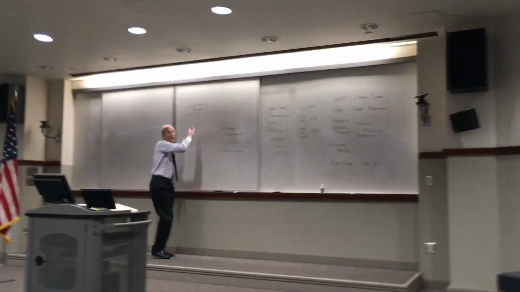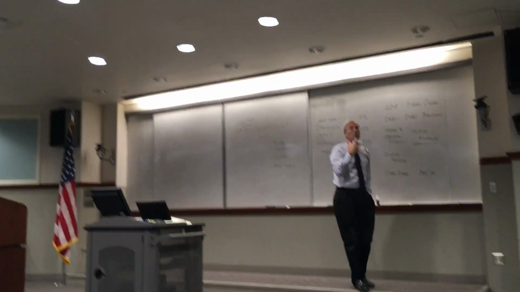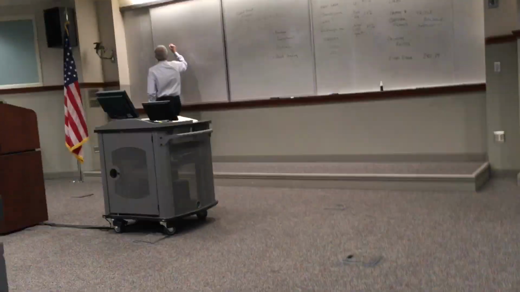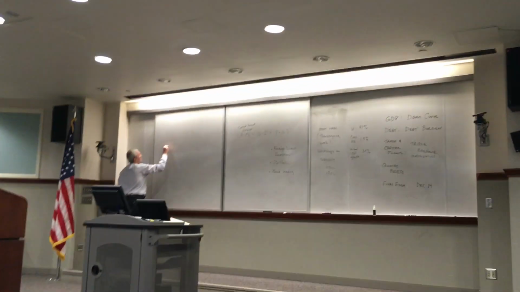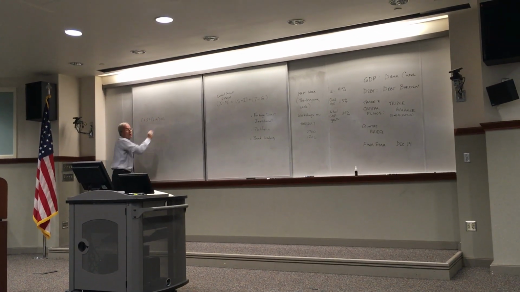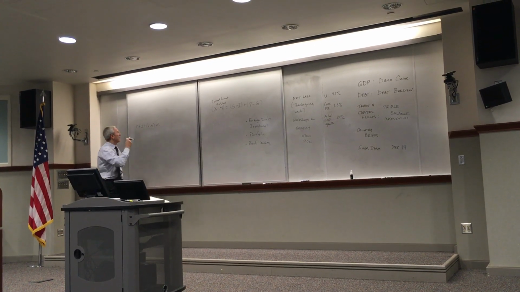S minus I, S is savings. So let's just do this for the United States. S is savings by Americans. We use this as our equation for actual GDP. Everybody remember? I'd really want to remember it for December 14th if I were you.